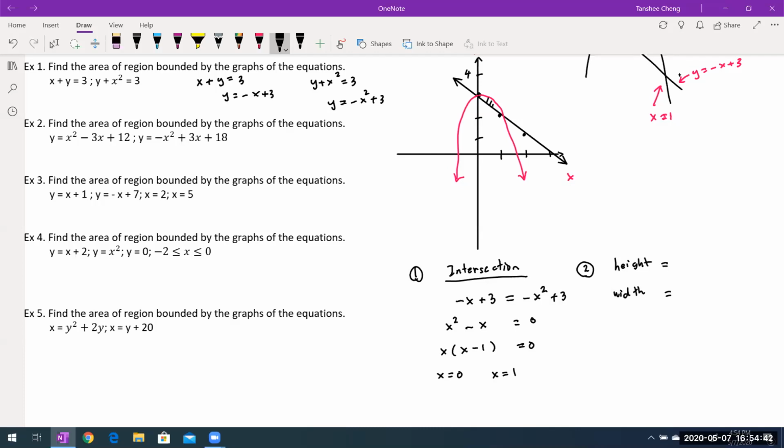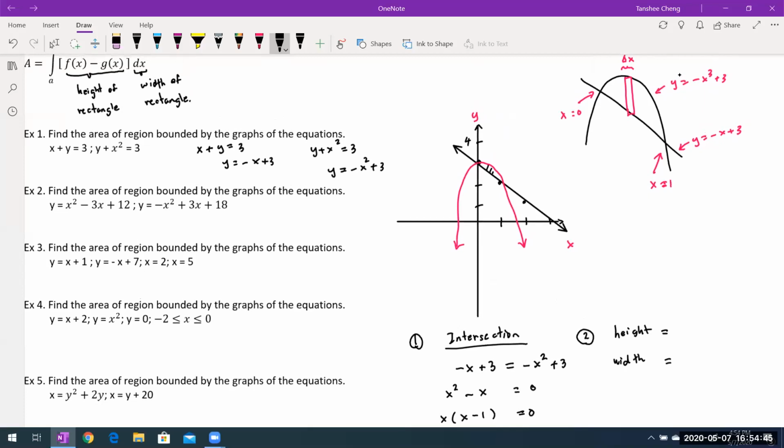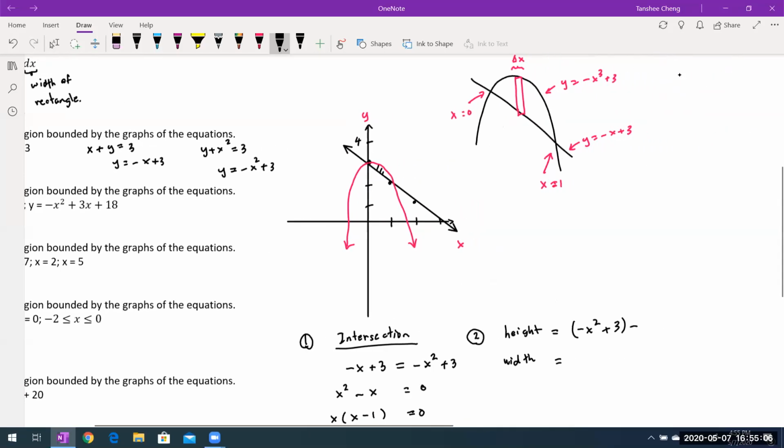So in this case, we already decided to place our rectangle vertically right here. So my height will be what? The top function minus the bottom function. So my height will be negative x to the second power plus 3, minus the bottom function, which is going to be negative x plus 3. And if you want, we can simplify it a little bit further before we even set it up into our integral. So this will give us negative x squared minus x, and then plus 3 and minus 3 becomes 0.